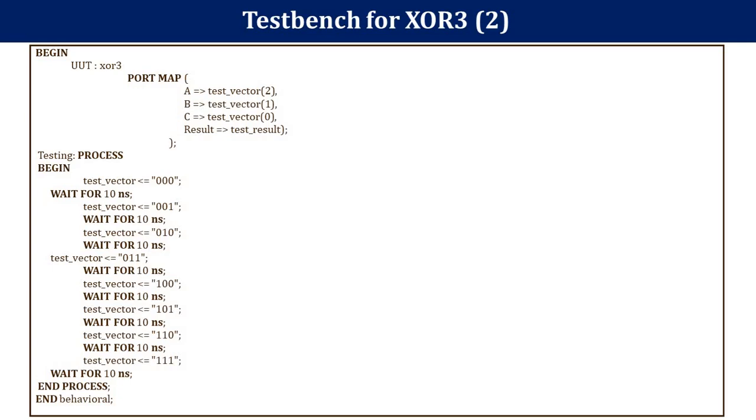After writing the test vector for every combination, wait for some delay, means provide some delay by using the wait statement. Wait for 10 nanoseconds or 20 nanoseconds, you can consider. Hence, wait for 10 nanoseconds. After that, test vector is assigned 001. Again, wait for 10 nanoseconds. In this way, we will continue up to the last combination. Test vector is 111. Wait for 10 nanoseconds.